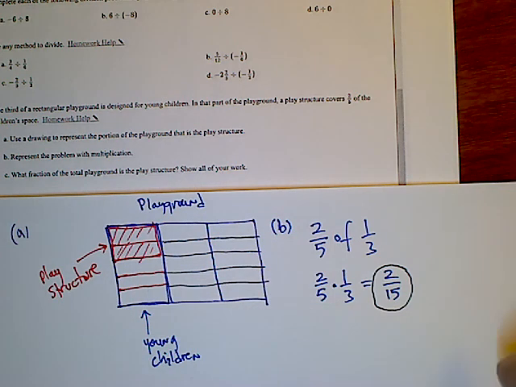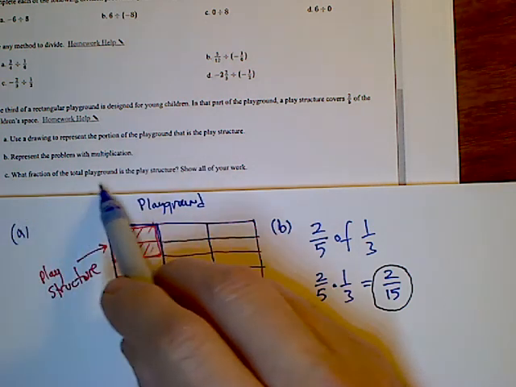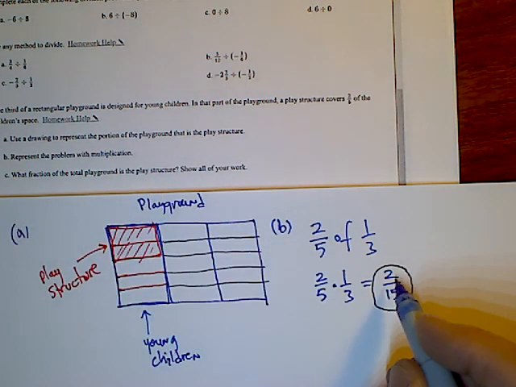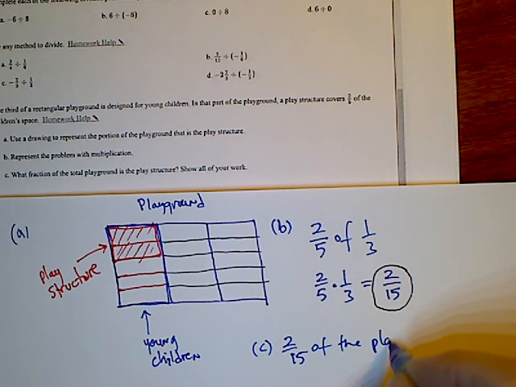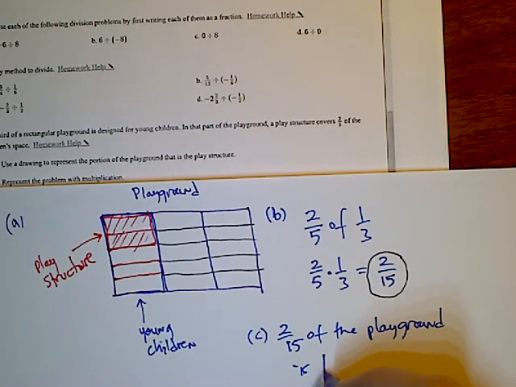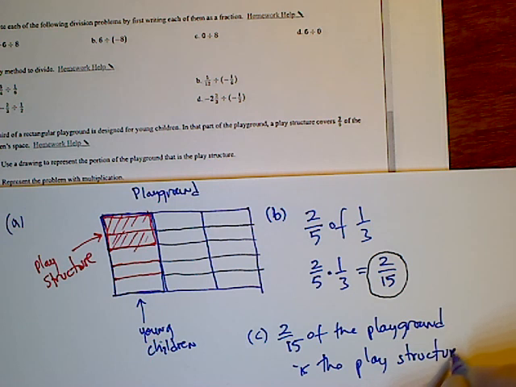And that actually, I realize I'm looking ahead here. C, what fraction of the total playground is the play structure? So 2/15. So C, 2/15 of the playground is the play structure. Okay, so 2/15 of the playground is the play structure.